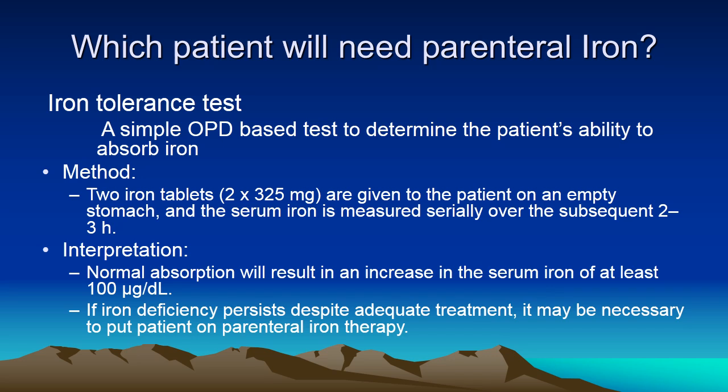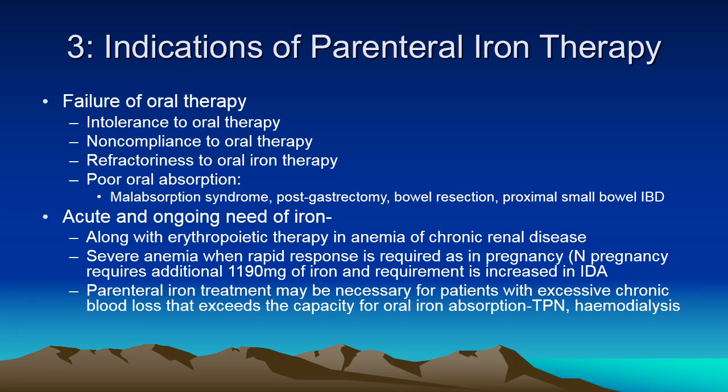If iron deficiency persists despite adequate treatment, it may be necessary to put the patient on parenteral iron. There are two broad indications: failure of iron therapy and acute and ongoing need of iron. Failure of iron therapy occurs because of intolerance, non-compliance, refractoriness, poor bioavailability due to disease of the stomach and intestine, malabsorption syndrome, post-gastrectomy, bowel resection, proximal small bowel disease, irritable bowel, inflammatory bowel disease, ulcerative colitis, or Crohn's disease.